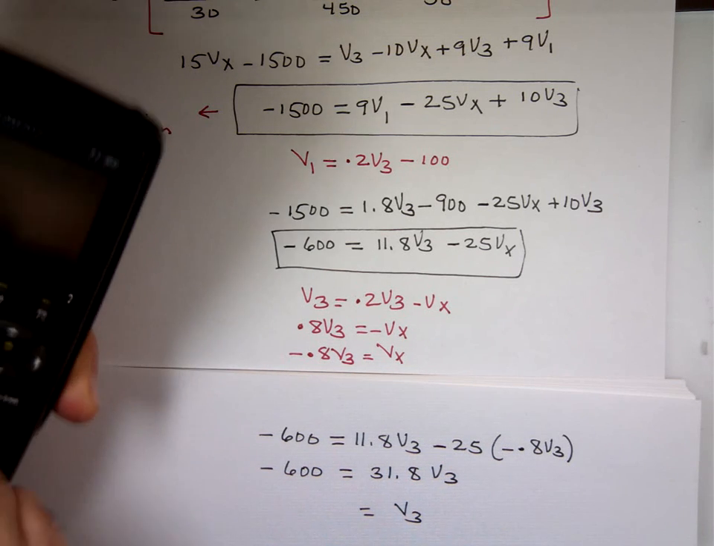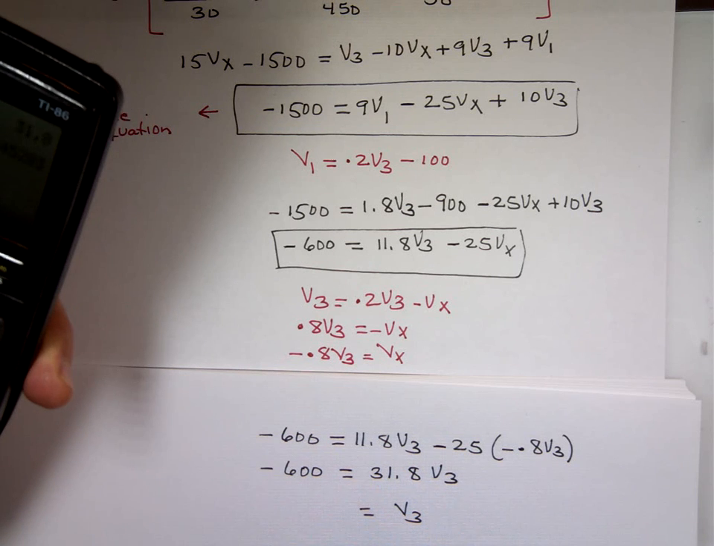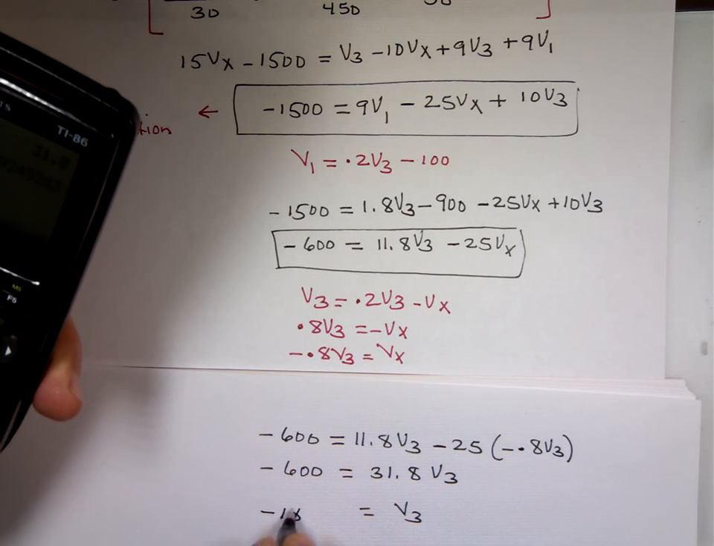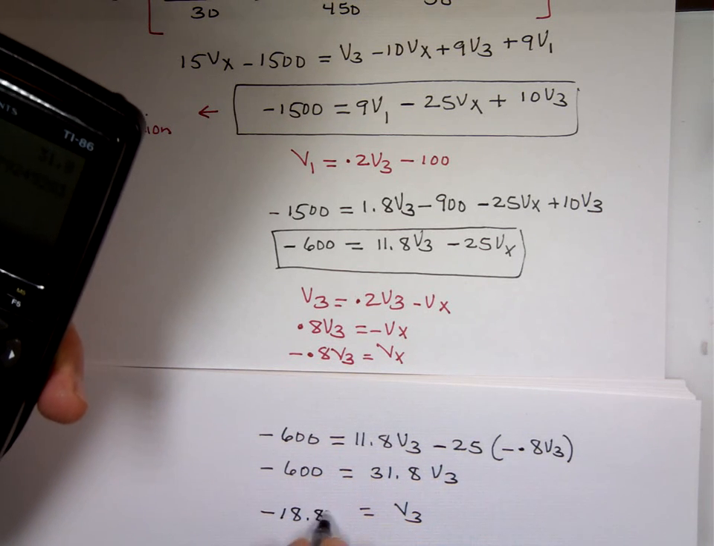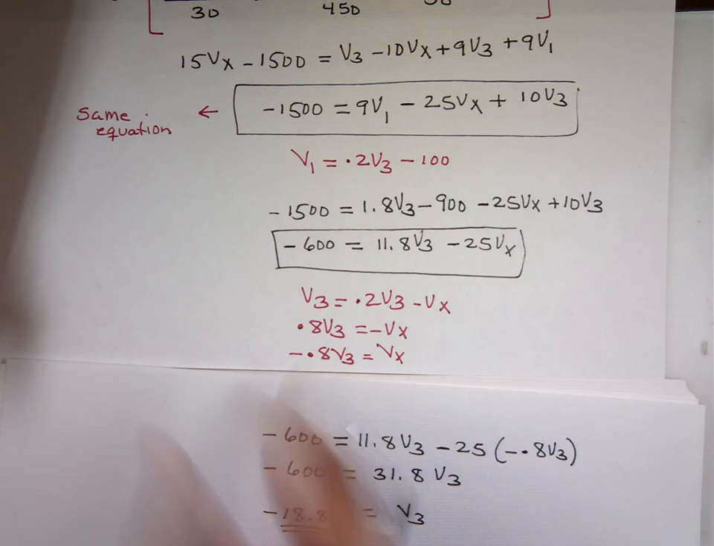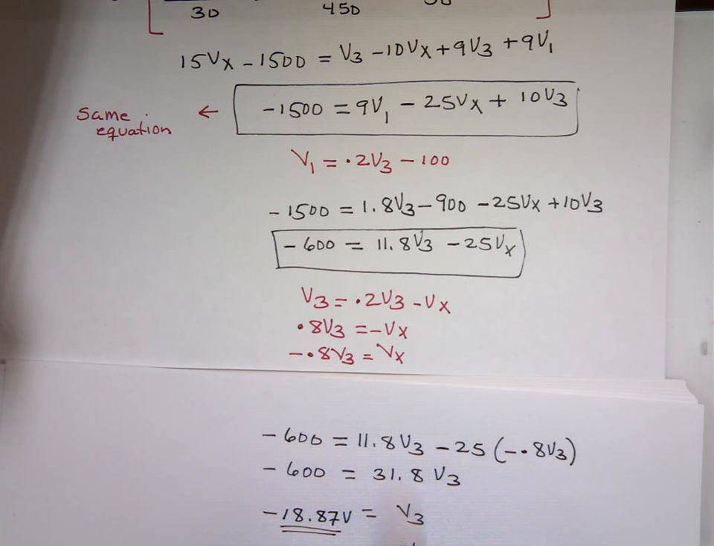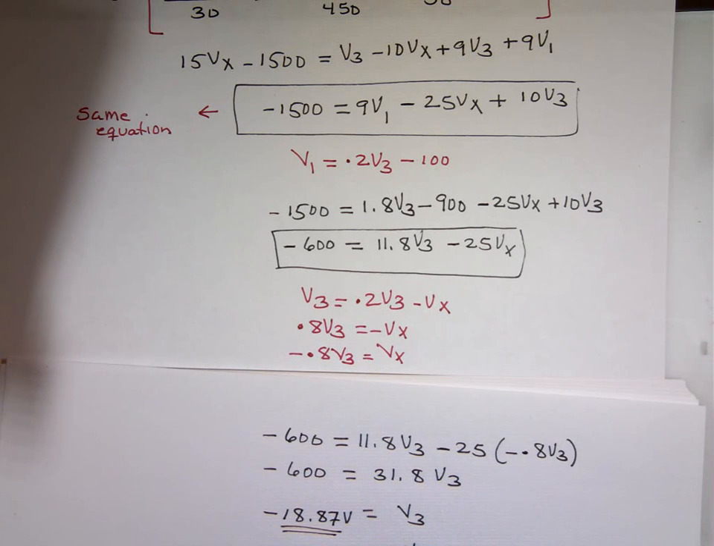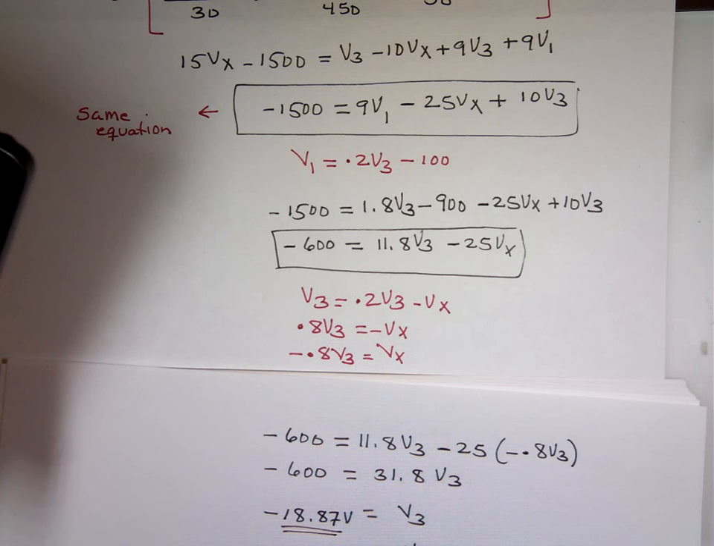It is negative 18.87 volts. If that's what V3 is, do you know what Vx is? Yep. Negative 0.8 times negative 18.87. Vx equals 15.09.